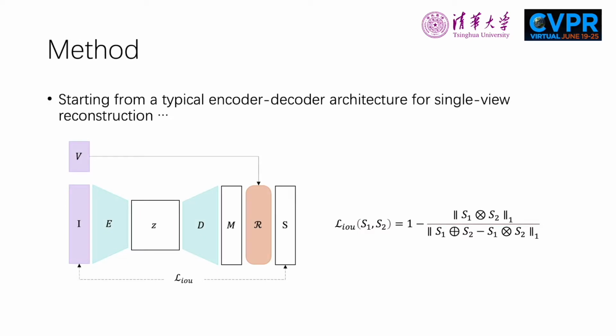Let's start from a typical encoder-decoder architecture for single-view reconstruction. The encoder is used to extract image features from input sketch I, which are processed by the decoder to get a 3D model. A differentiable rasterizer R is utilized to guide the training process by comparing silhouettes of the input sketch and the output model seen from the ground truth viewpoint V. This silhouette difference is measured by intersection over union, shown as L_IOU in this figure.